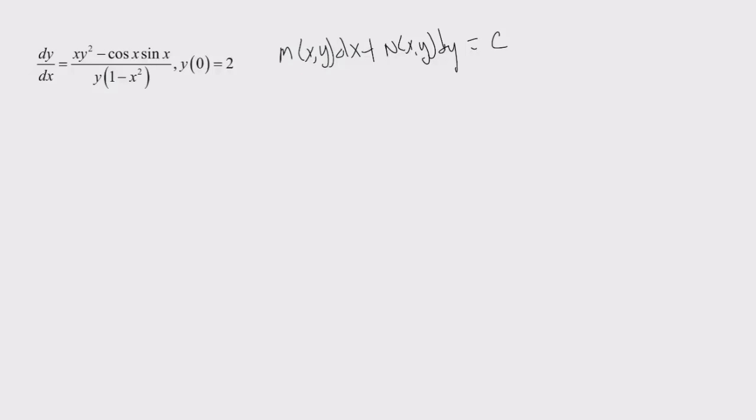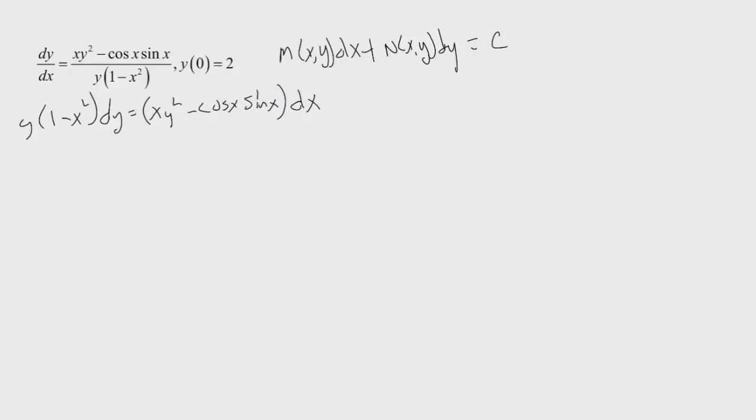So at this particular moment, it doesn't fit that form. So I'm going to have to do a little bit of algebraic manipulation to get it into the correct form so that I can even investigate the whole partial question. So let's see. If I multiply by y times 1 minus x squared to both sides, I get y(1 minus x squared) dy. And then that lovely expression, (xy squared minus cosine x sine x) dx.